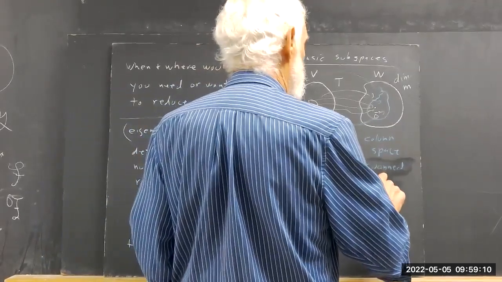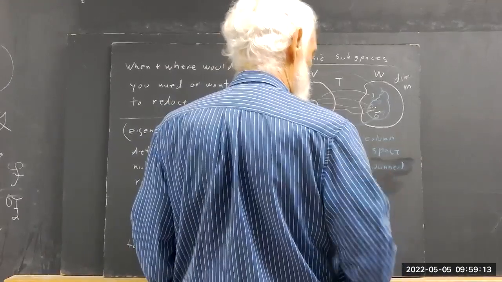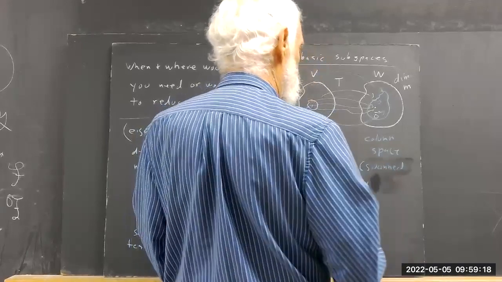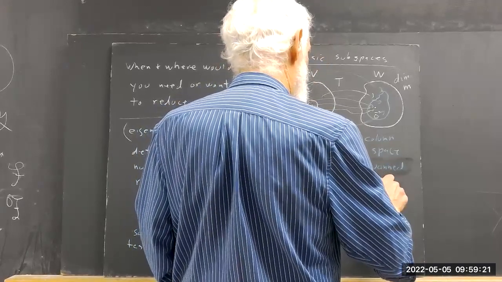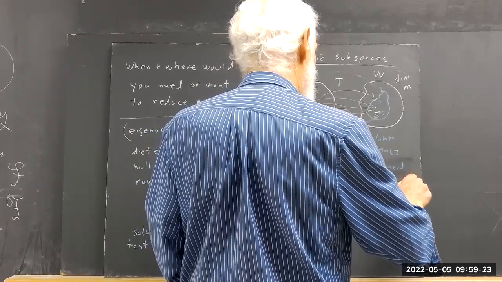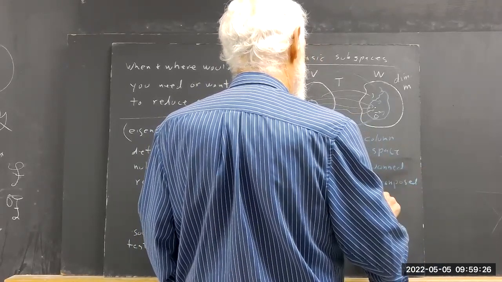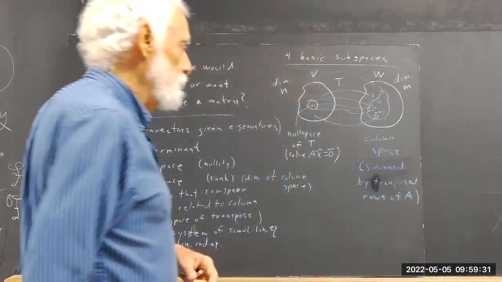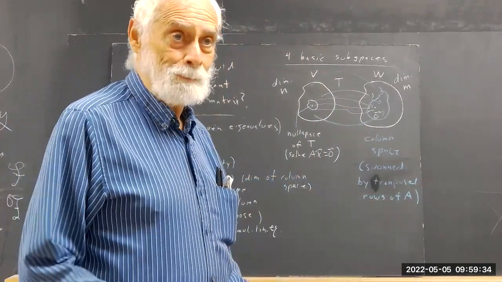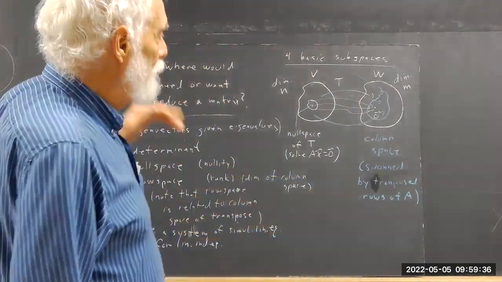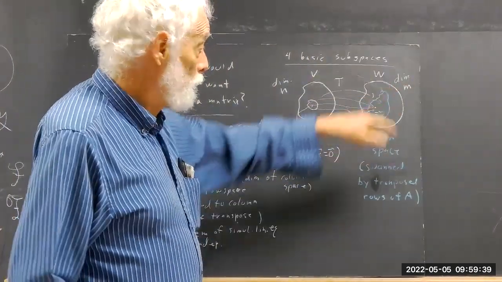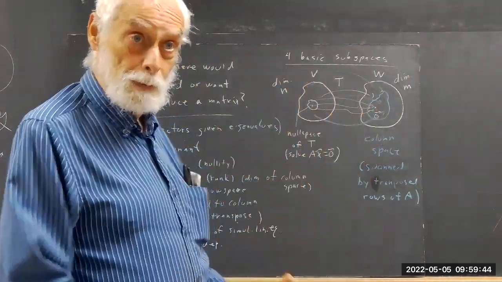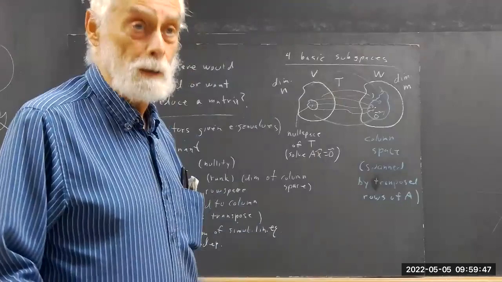Spanned by, and let's be really specific. It's spanned by the transposed rows of A. And by transpose, I just mean every row of A becomes a column over here. And you just multiply the matrix by 1, 0, 0, 0, and you see that your row is going to become your column, right?